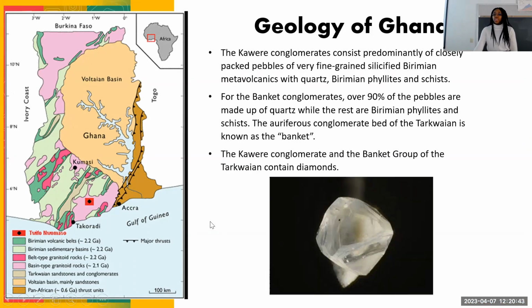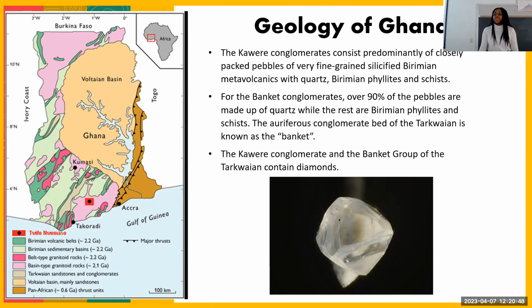The Kawere conglomerates consist predominantly of closely packed pebbles of very, very fine grained silicified Birimian metavolcanics with quartz, Birimian phyllites, and schists. So if you see any fine grained sand, that's not sand. That's a lot of metavolcanics that have just been eroded, uplifted over the years and ground down into very fine particles. For the Banket conglomerates, over 90% of the pebbles are actually made up of quartz, and the rest are Birimian phyllites and schists. The auriferous conglomerate bed of the Tarkwaian is known as the Banket. That's where it gets its name.